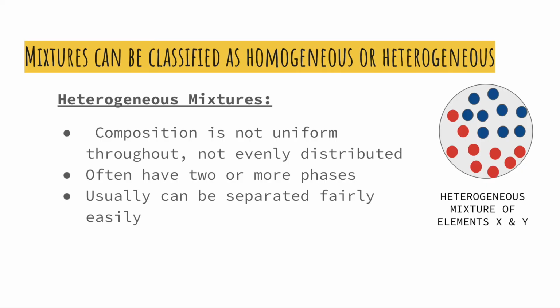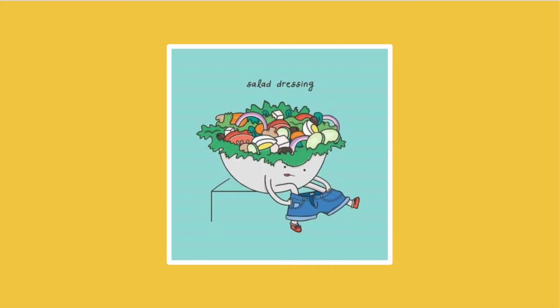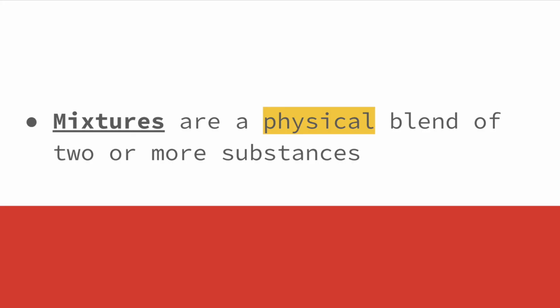Heterogeneous mixtures are mixtures in which the composition is not uniform throughout, or not evenly distributed. So these often consist of 2 or more phases. For example, if we have sand and water, the sand is going to be in the solid phase and the water is going to be in the liquid phase. These are usually more easy to separate. Examples of heterogeneous mixtures include salad, oil and water, or muddy water.